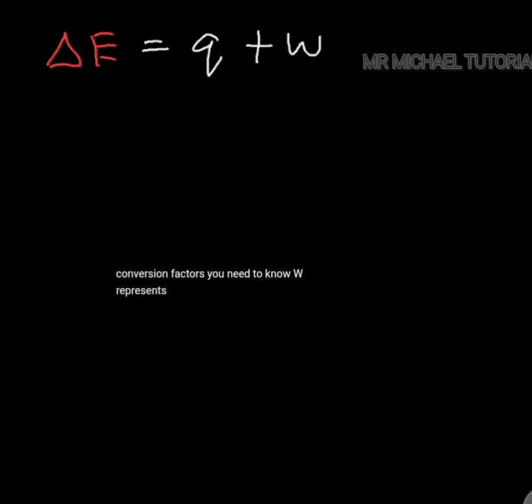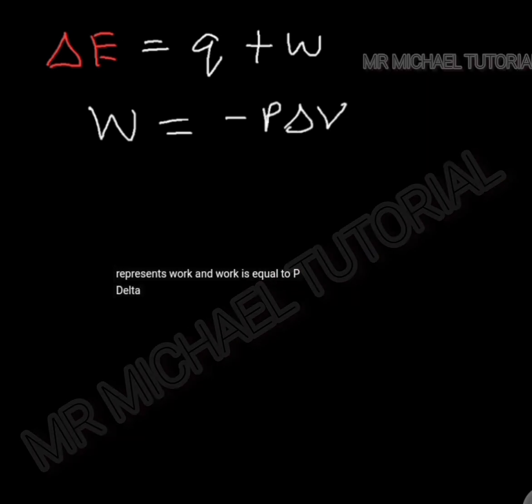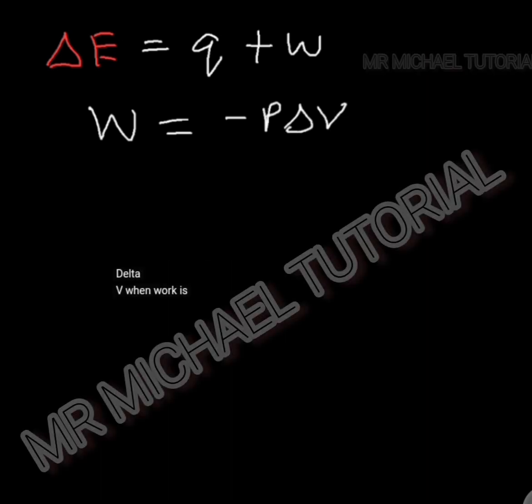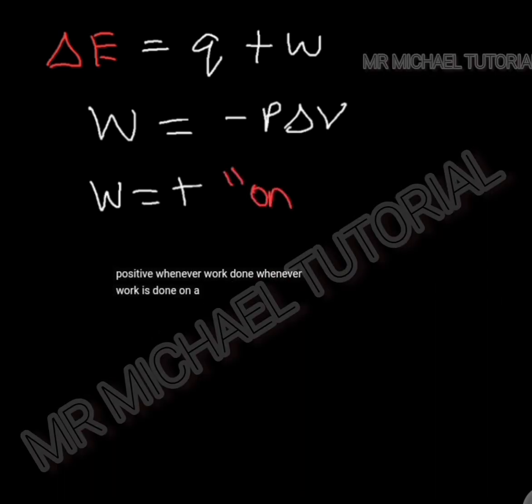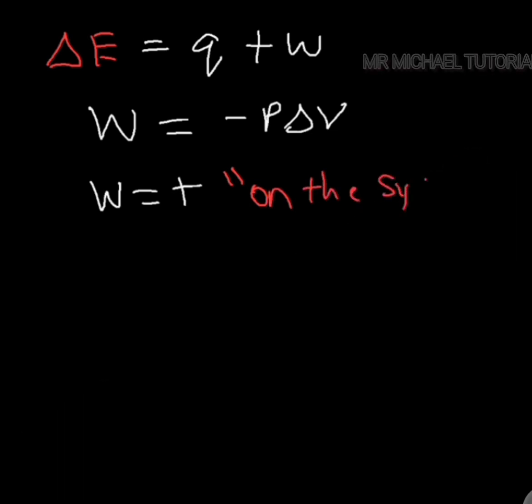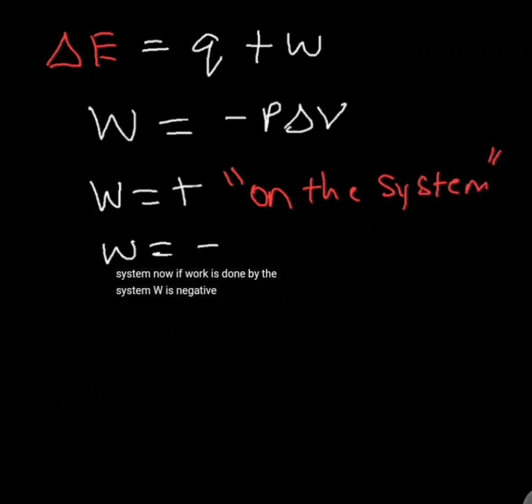W represents work, and work is equal to negative P delta V. When work is done on a system, W is positive. Now, if work is done by the system, W is negative.